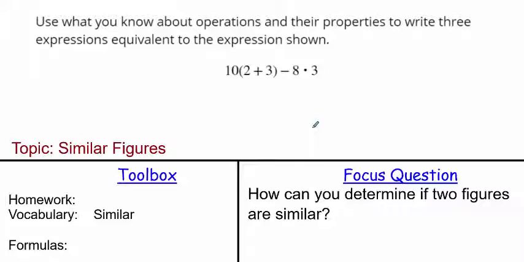Okay, so our warm-up. Use what you know about operations and their properties to write three expressions equivalent to the expressions shown. So one property that we've learned about is the distributive property. And when we have parentheses right here, usually that's an indication we can use the distributive property. So we can go 10 times 2 is 20 plus 10 times 3 is 30 minus 8 times 3. So that's one way of writing that.